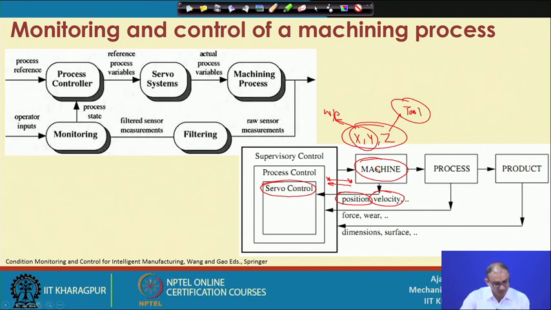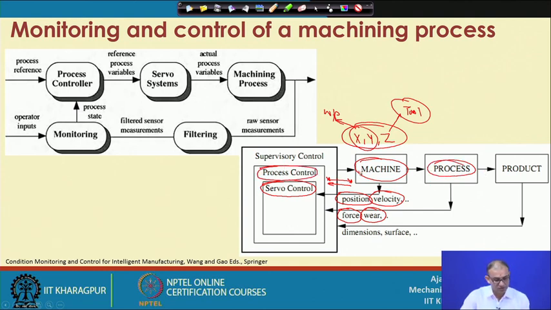Once the machining part is operating in the x, y and z directions, what it is doing is removing the material. That means it is physically touching the component and removing the material. When it is removing the material, the things that come into the picture are the force and the tool wear, right? That is related to the processes, and that is called the process control.